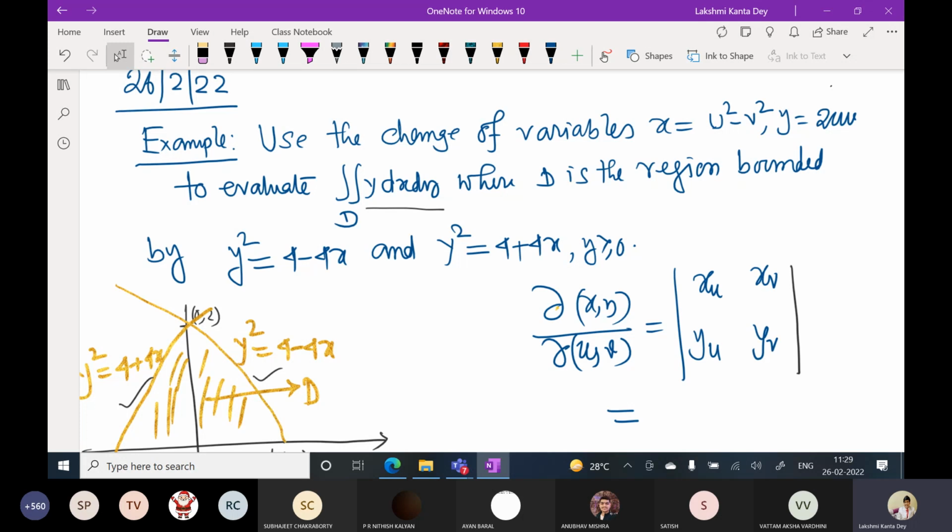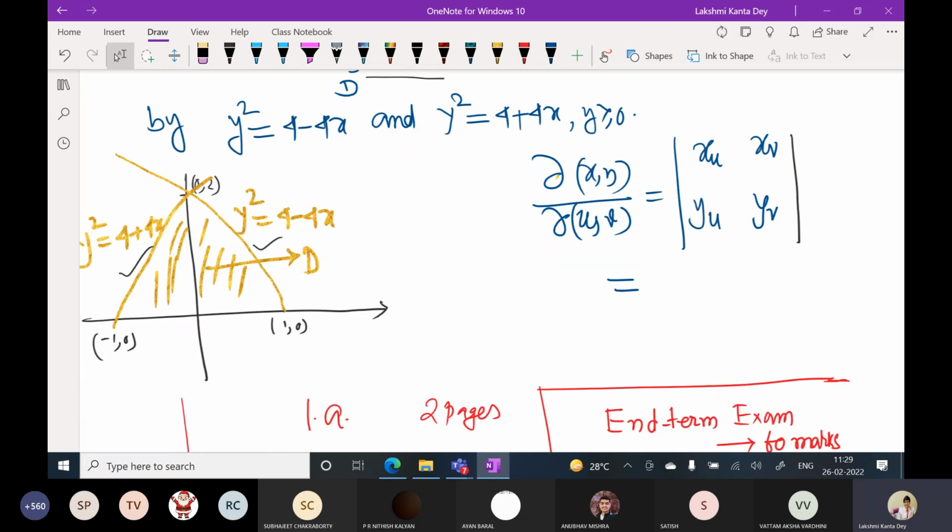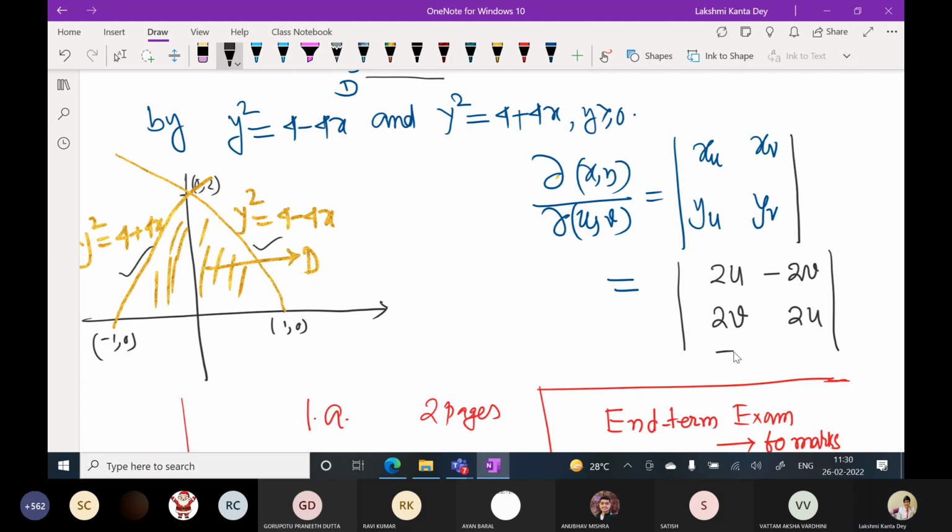So what could be the dx dy? It is J into du dv. Yes, this is twice u, this is minus twice v, this is twice v, twice u. So it is basically 4 into u square plus v square. Very good. This is greater than 0.